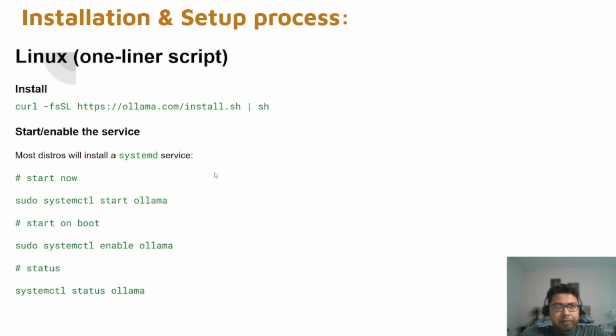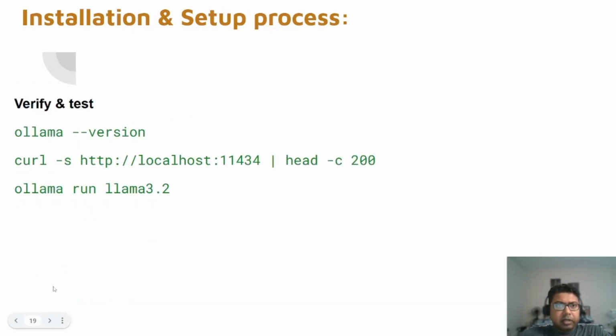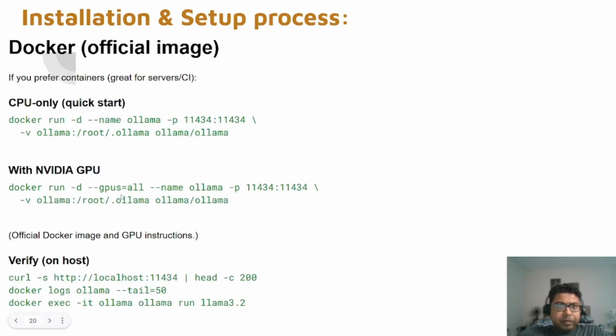This is Linux, the same installation and setup process. I'm not going through each of these things. You can see it here and use it. Again, I'll add them in the description section. Verify and test, same thing. These are the Docker commands. If you want to use Ollama in Docker, you can do that, and these are the commands. I'm not going through individual commands. I'll again give them in the description section.